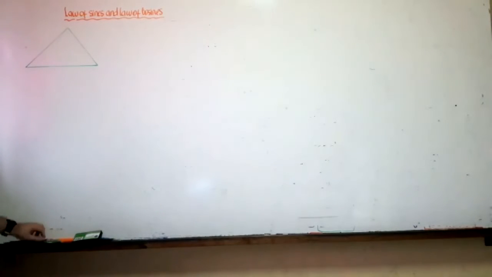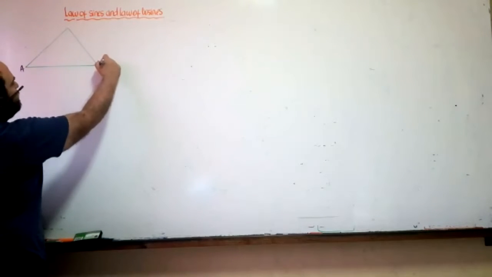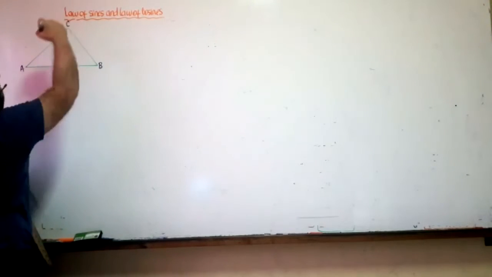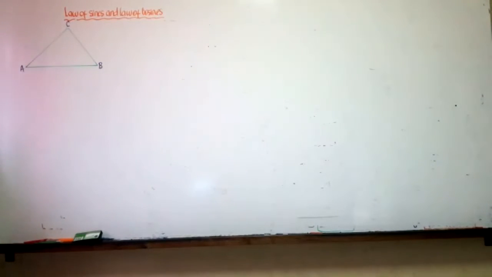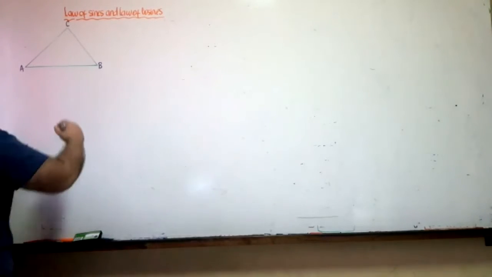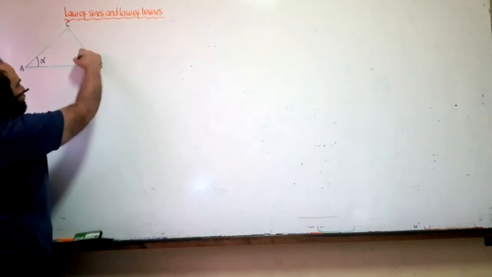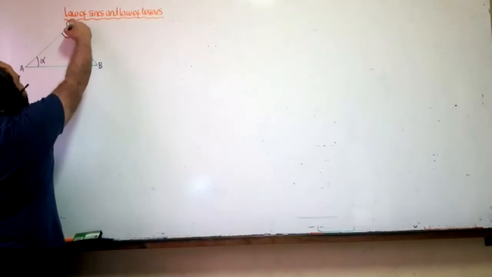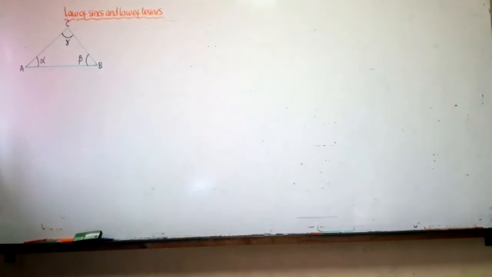We have, for example, this triangle with three vertices: vertex A, vertex B, and vertex C. For each vertex, we're going to label the angle using the Greek alphabet. For example, at A, we have the angle alpha. At B, the angle beta. And at C, the angle gamma. All right, think about it.